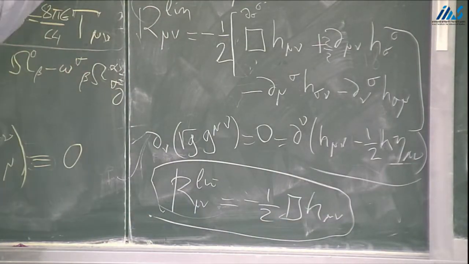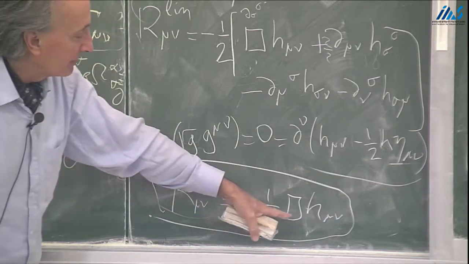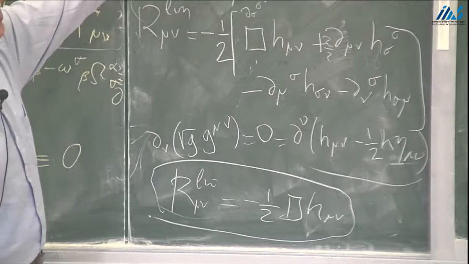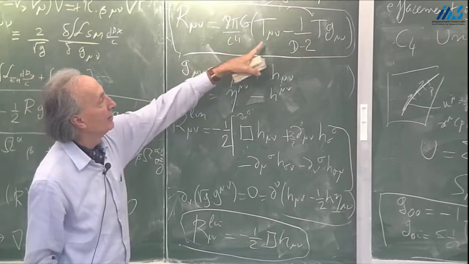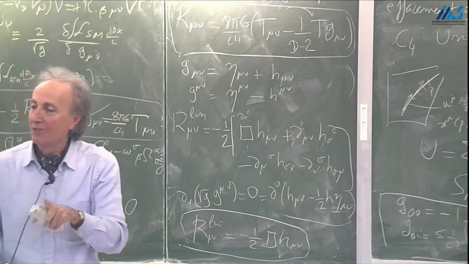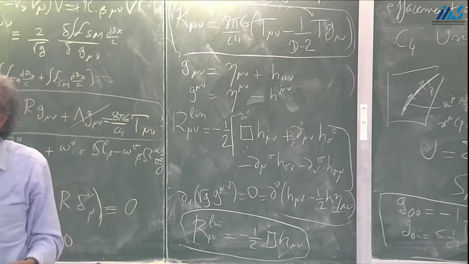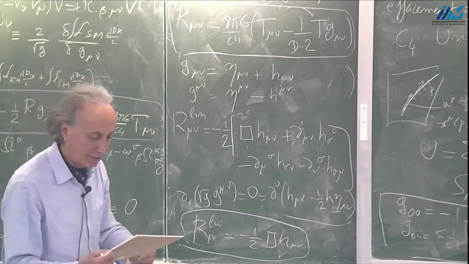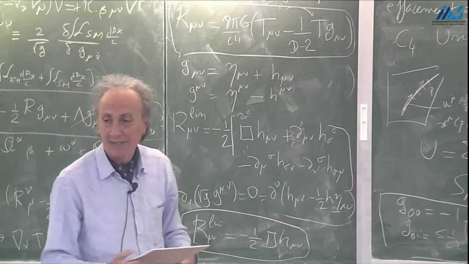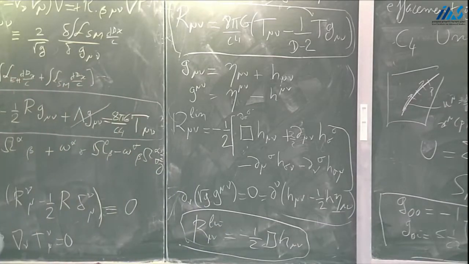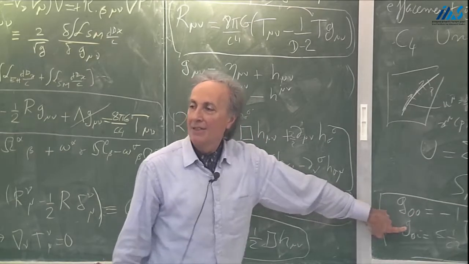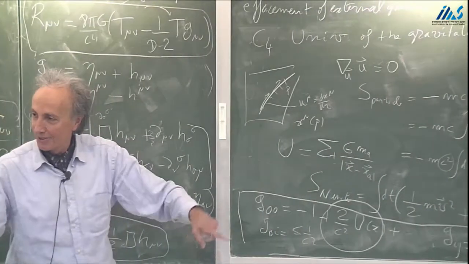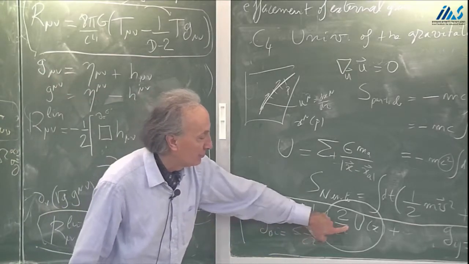Okay, for instance, Einstein equation at linearized level becomes D'Alembert of h mu nu is equal to minus, I put the minus 1/2 on the right hand side, minus 16 pi G over c^4 times T mu nu minus 1 over d minus 2 T eta mu nu. Okay, so you have immediately Einstein equations in linearized form, and then you can start solving it. And when you solve it, you check that indeed, because of the 16 pi G, in g00 you will find, if the pressure of the matter is not too important in a localized system, minus 1 plus 2 u over c squared.